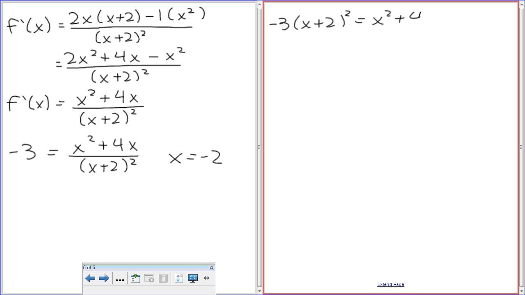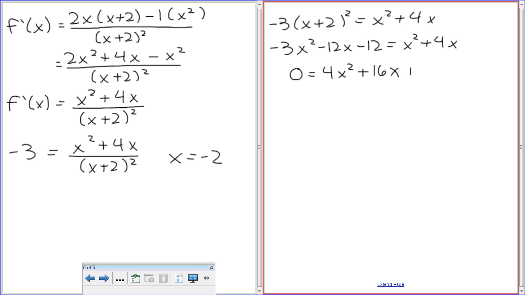Now I'm just going to do my algebra at 100 miles an hour, if that's okay. So it's going to be -3x squared, -12x, -12 equals x squared plus 4x. I call that 0 equals 4x squared plus 16x plus 12.